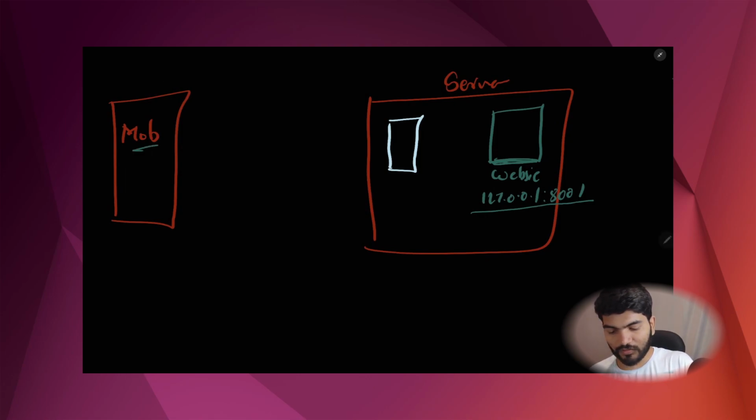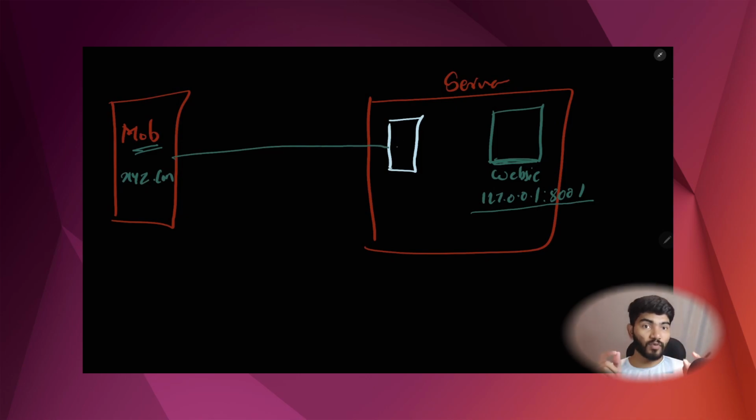Suppose this mobile phone user starts sending requests for xyz.com. The request will reach the Nginx, and in the Nginx we need to do the reverse proxy configuration so that the incoming request will be forwarded to this particular IP address, 127.0.0.1:8001, the local port, so that the website will be able to communicate with the outside of the internet. That configuration is called a reverse proxy configuration on the Nginx.